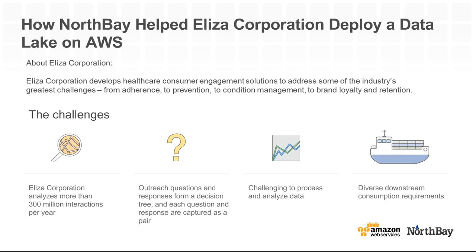Eliza Corporation does on the order of 300 million outreaches and interactions per year. Interactions and outreaches take the form of IVR outbound calls, SMS, emails, and other channels. Each outreach is a series of question, response, decision tree. Did you visit your physician in the last 30 days? That might be a question with a yes-no response as an answer. This question-response pair type of data is coming in at a very high pace and at a very high volume on a daily basis.